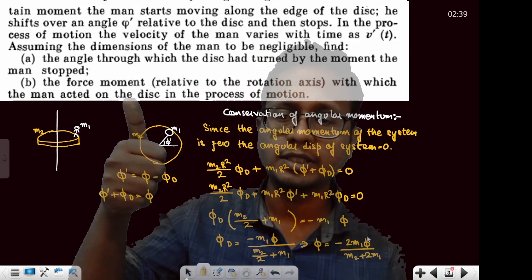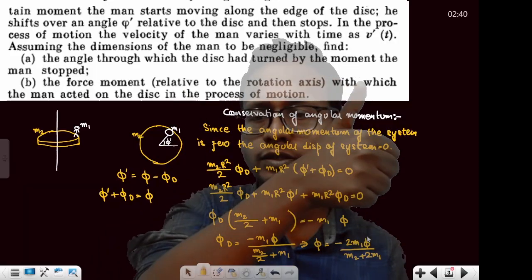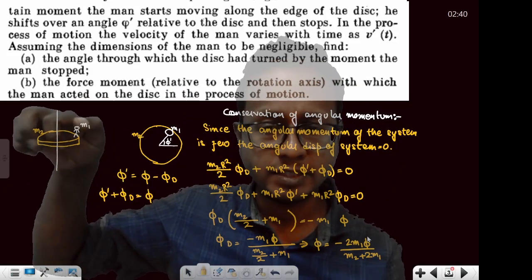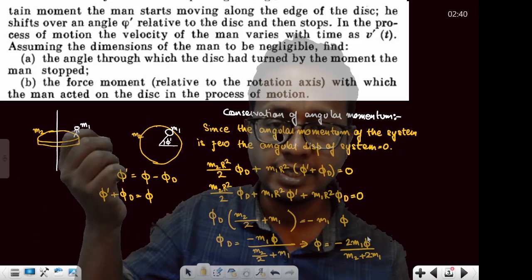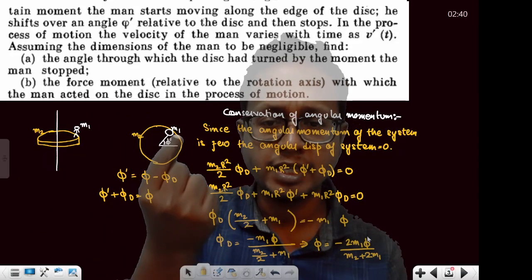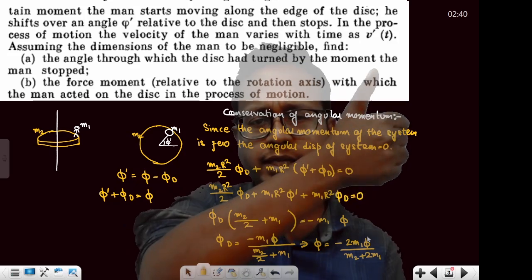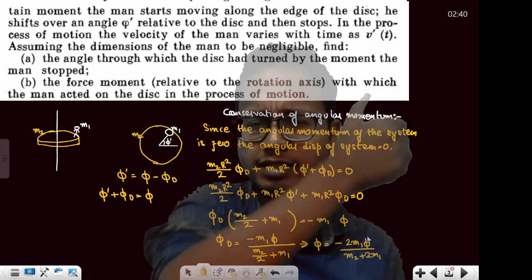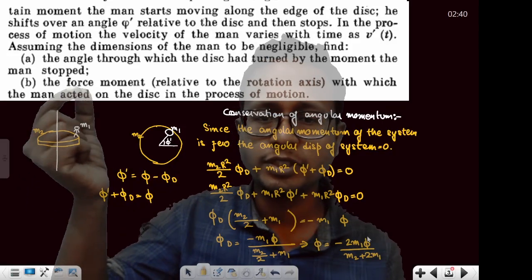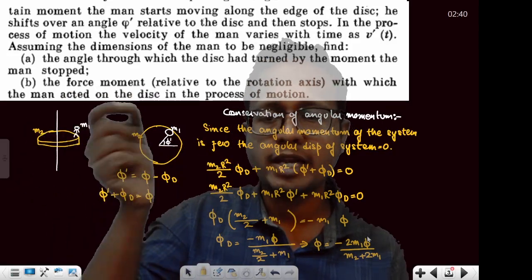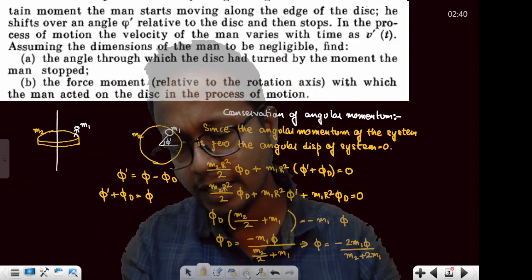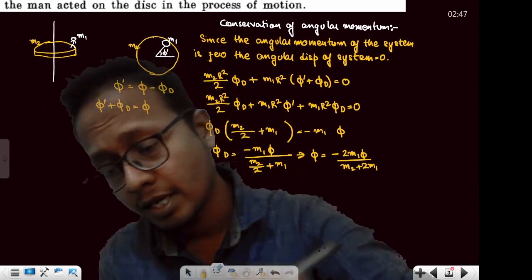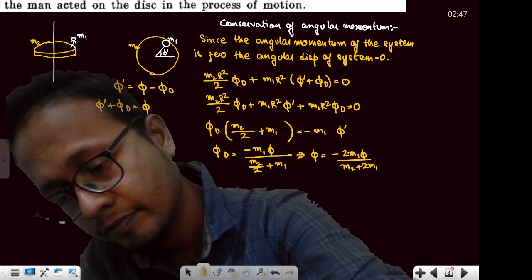Now the second part of the question is asking for the moment of force related to the rotation axis with which the man is acting on the disk in the process of motion. That means while the man is moving, his feet are exerting a friction force on the disk that is making the disk move in the anti-clockwise direction. The velocity of the man varies as given, and we have to find the force with which the man acted on the disk. So simply we can apply, instead of going further or getting more complicated, I forgot to apply the dash here.